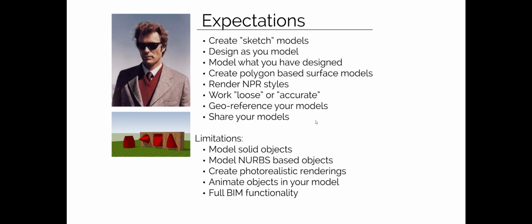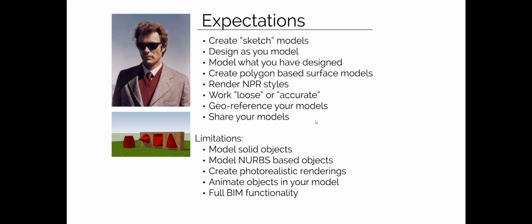One of the things SketchUp can't do is it doesn't work with solid objects per se. It doesn't do NURBS-based modeling, non-uniform rational B-splines like Rhino does. It works with surfaces. It kind of fakes curved surfaces, but it doesn't actually model them as curved surfaces. You cannot create photorealistic renderings without a plugin like V-Ray, in which case you can, and we'll be doing that.